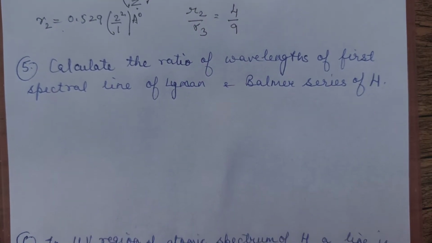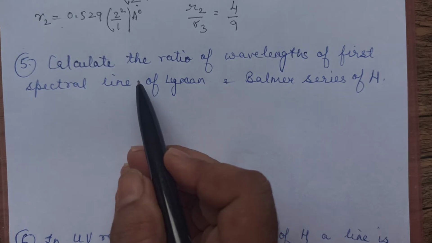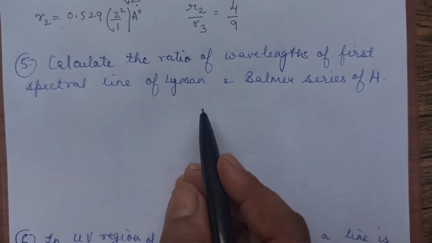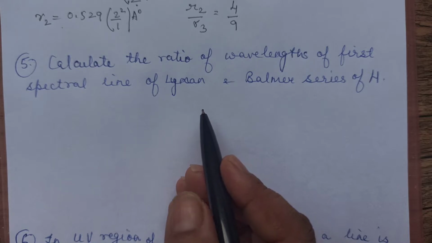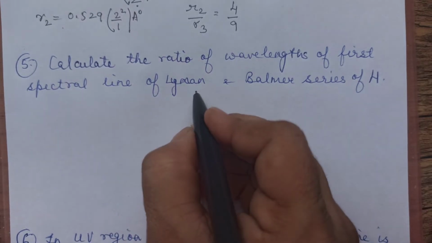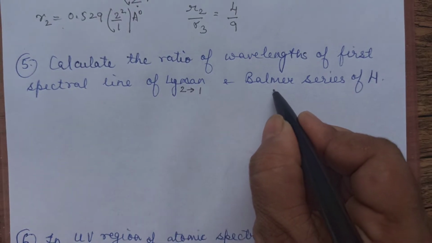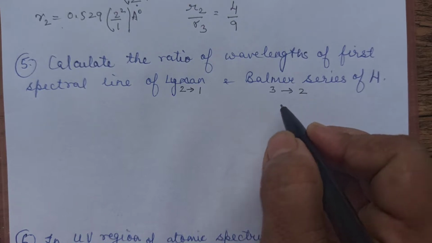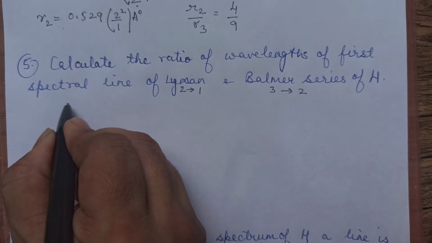Okay, now we are discussing the next question. The question is: calculate the ratio of the wavelengths of the first spectral line of the Lyman and Balmer series. That means we are asked to calculate the ratio of the first line. Now what is the first line, children? For Lyman the first line is 2 to 1. For Balmer the first line is 3 to 2. I am just writing the formula for both. Then let us see what it is.